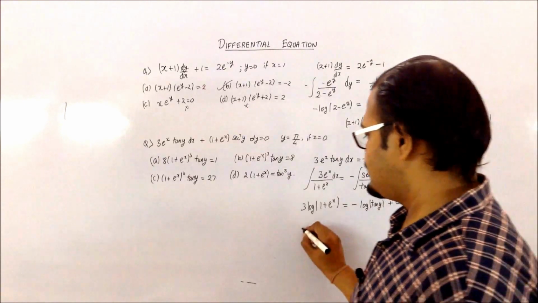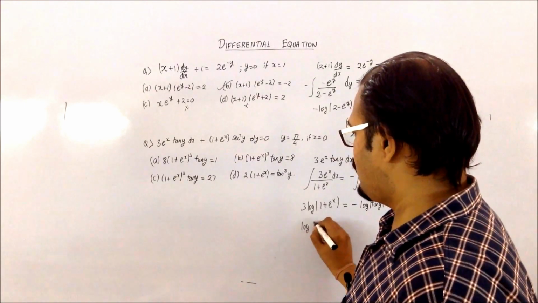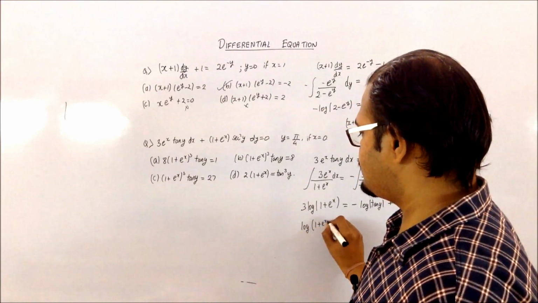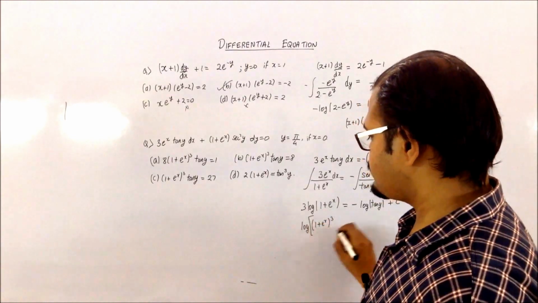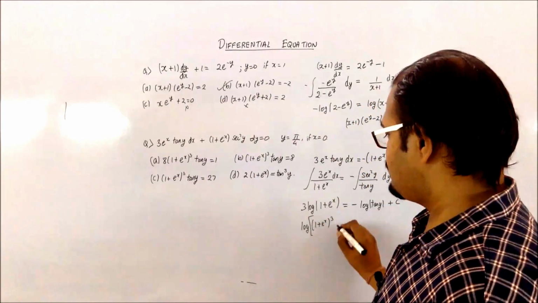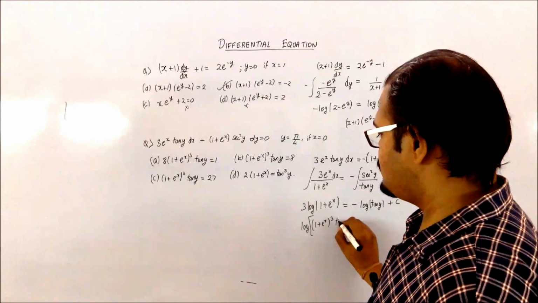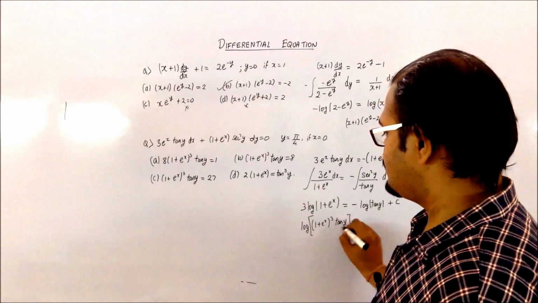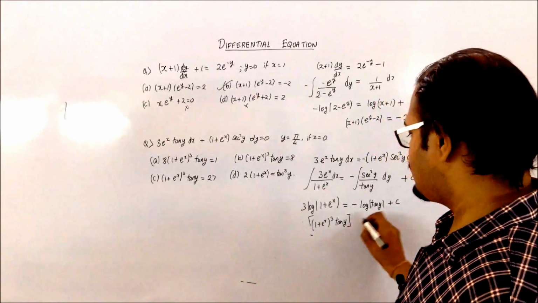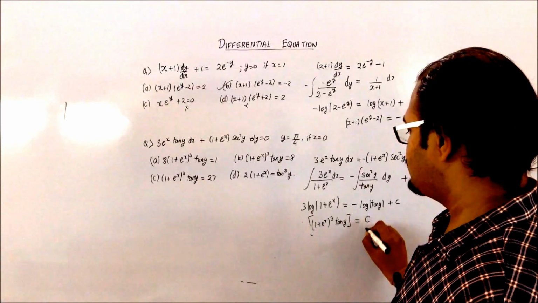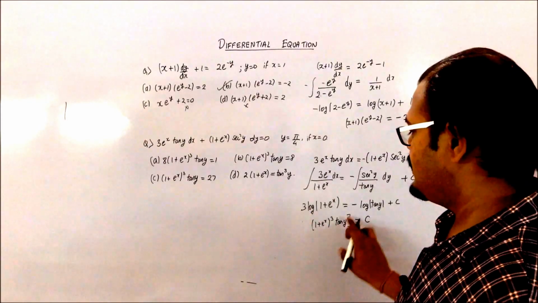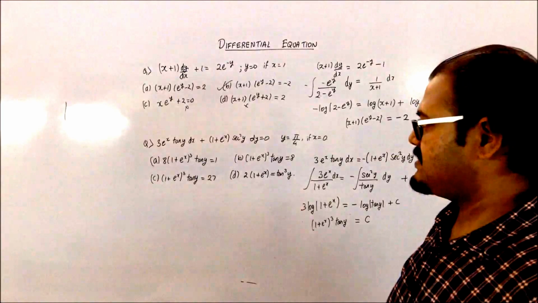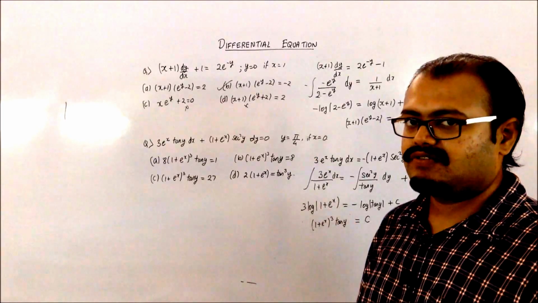So you can write this as log of (1 plus e raised to x) the whole cube into the tan, log tan comes this side, so you will have a tan y. This log can be taken this side, so you will have another constant c, and you have to find the value of c by substituting the values pi by 4 and 0.